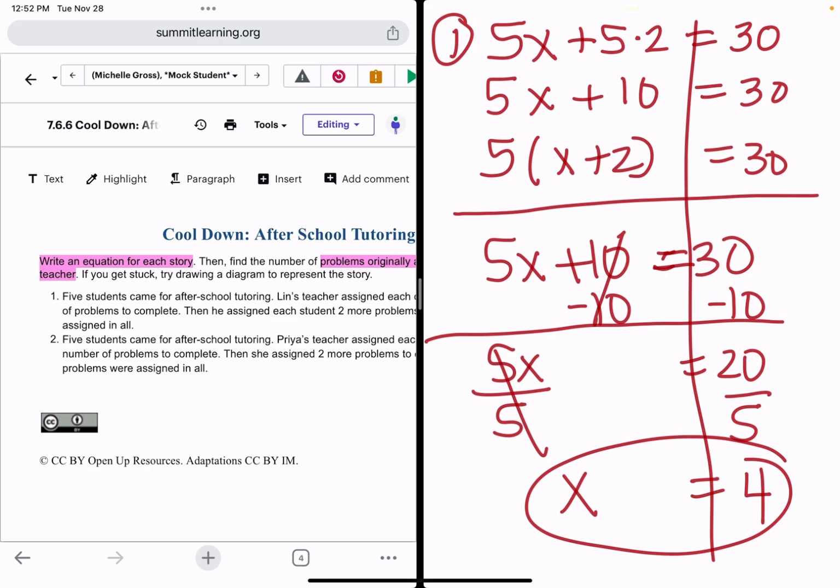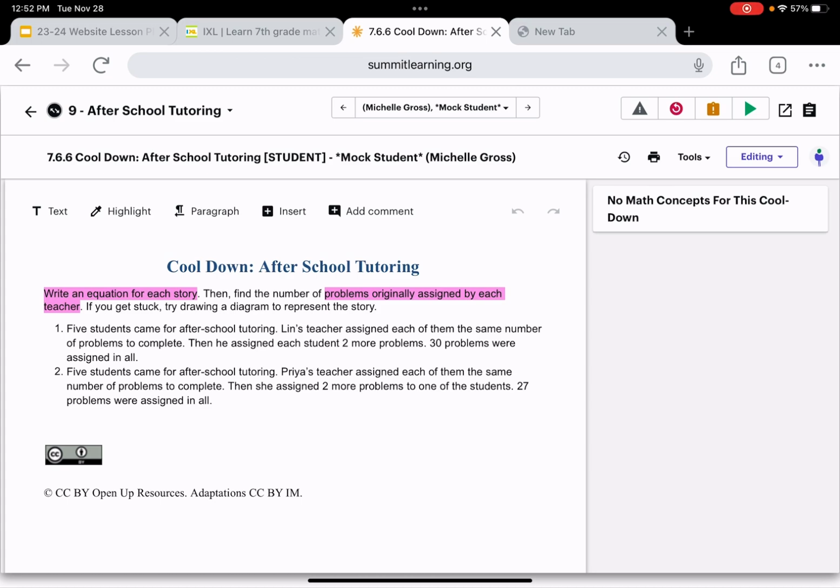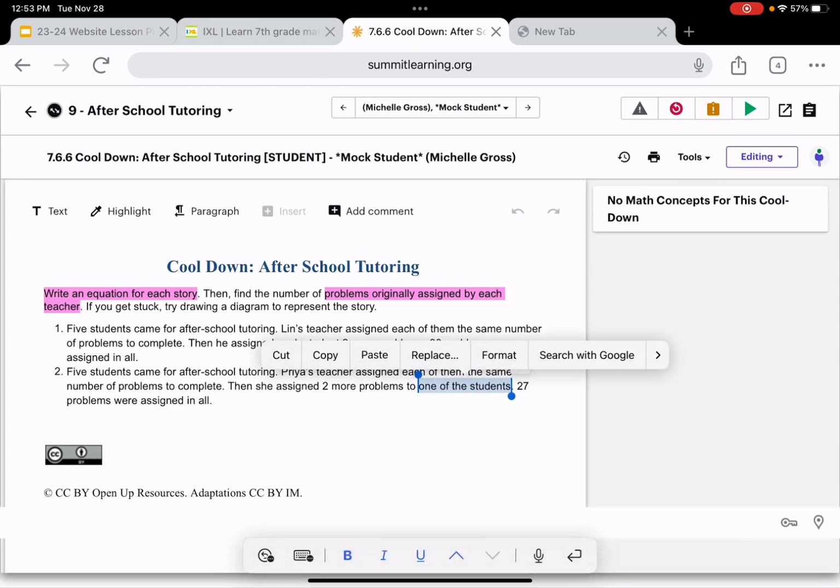All right, so then let's go back to the second problem. The second problem says 5 students came in for after-school tutoring. Priya's teacher assigned each of them the same number of problems to complete. This looks like the same thing, 5 times x. Then she assigned 2 more problems to one of the students. So only one of the students is getting the 2 extra problems. 27 problems were assigned in all.